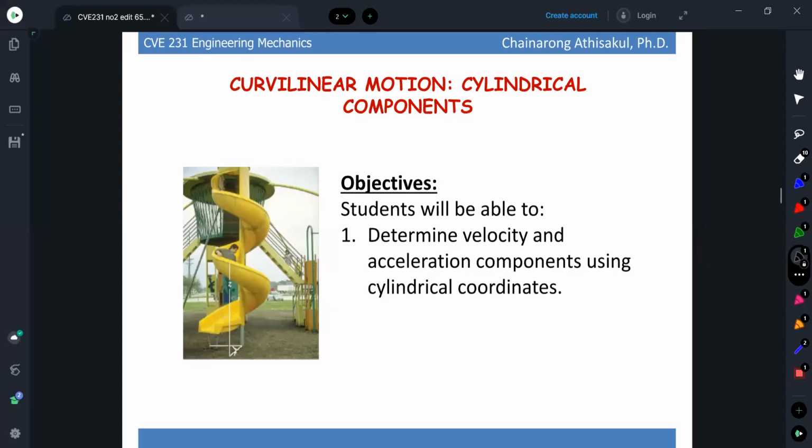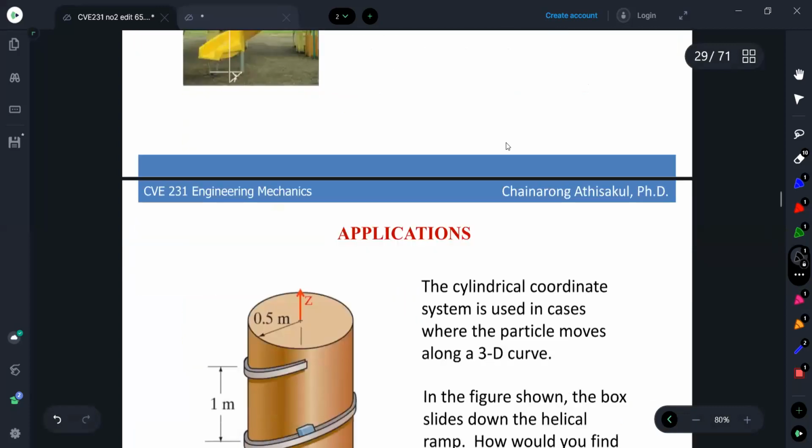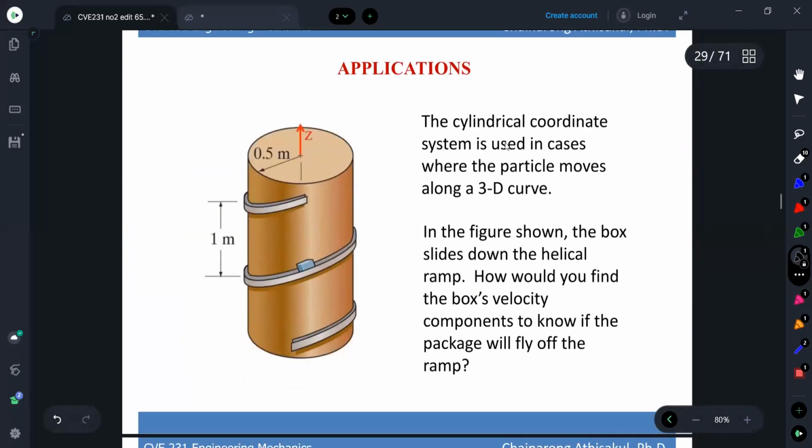In this video we will study the kinematics of curvilinear motion in cylindrical components. In some problems, it is often convenient to express the path of motion in terms of cylindrical coordinates r, theta, z. If the motion is in a plane, we can use the polar coordinates r, theta. Okay, let's consider this example.